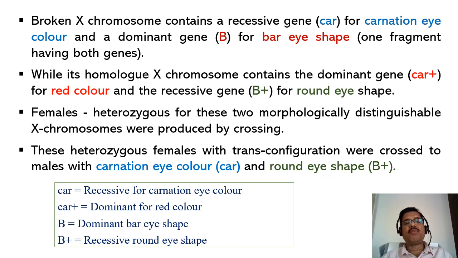Female flies heterozygous for these two morphologically distinguishable X chromosomes were produced by crossing. These heterozygous females, with a trans configuration, were crossed to males with carnation eye color and round eye shape. The genes considered are car, recessive for carnation eye color; car plus, dominant for red color; capital B, dominant for bar eye shape; and B plus, recessive for round eye shape.